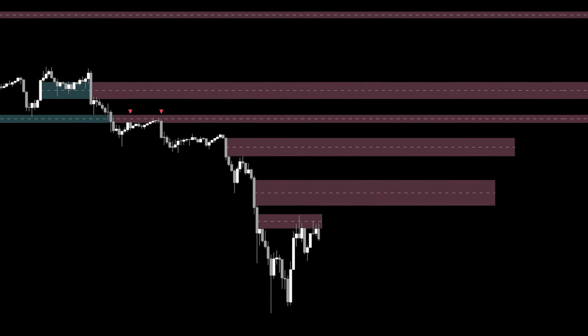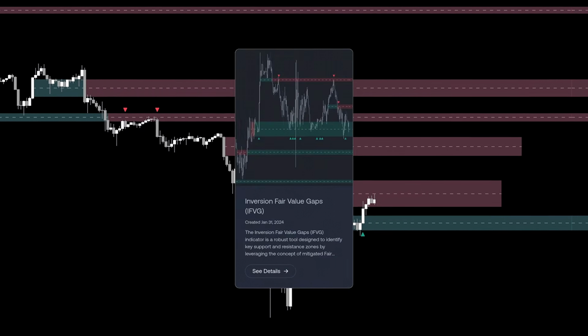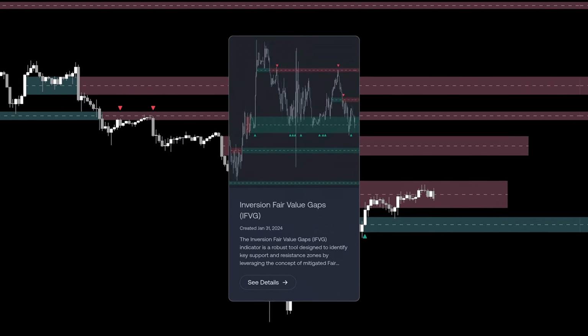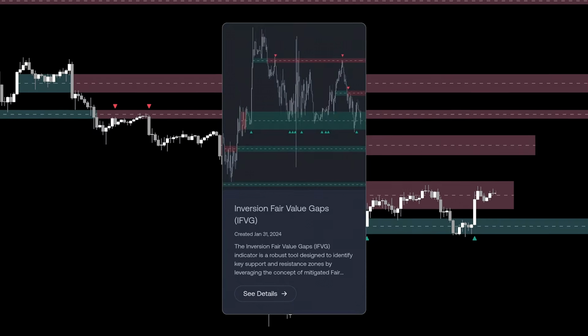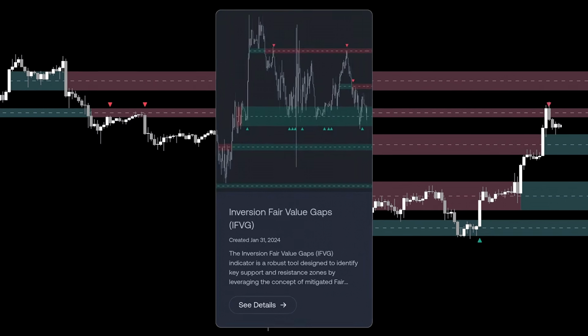This combination of visual cues and adjustable filters makes the Inversion Fair Value Gap indicator a powerful tool for identifying smart money traps and pinpointing high-probability trade setups.